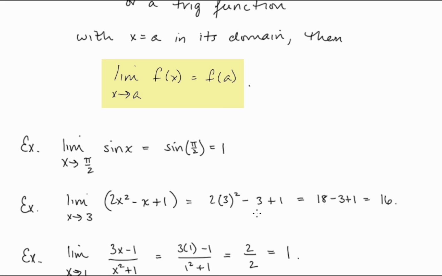So for example, the limit as x goes to pi over 2 of sine of x. We know that pi over 2 is in the domain of this function, so this is just sine of pi over 2, which is 1. Here, the limit as x goes to 3 of 2x squared minus x plus 1. We know that polynomials have a domain of all reals, so certainly we can just plug in the 3 here. And so we have 18 minus 3 plus 1, so we have 16.